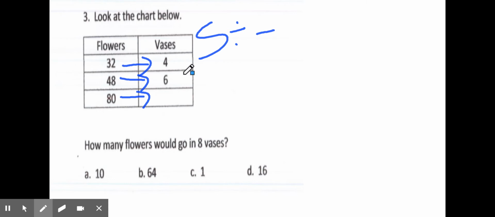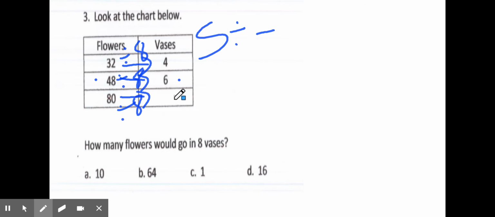4, 8, 12, 16, 20, 24, 28, 32. I got 8. Now I'm going to sing my 6s to 48. 6, 12, 18, 24, 30, 36, 42, 48. I got 8 again. So it is division. It's divide by 8.